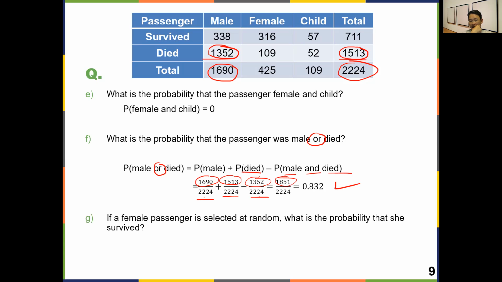If a female passenger is selected at random, what's the probability that she survived? Now, I want you to read this question carefully and tell me what you think this is.